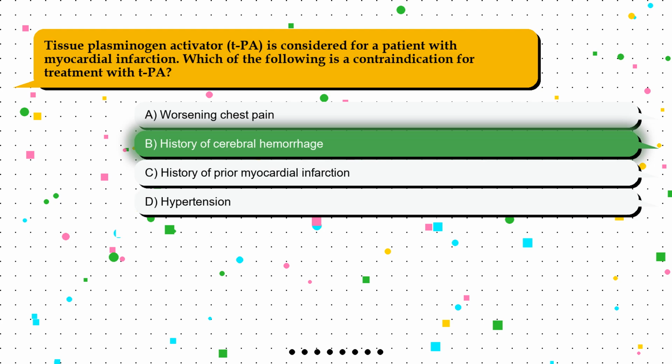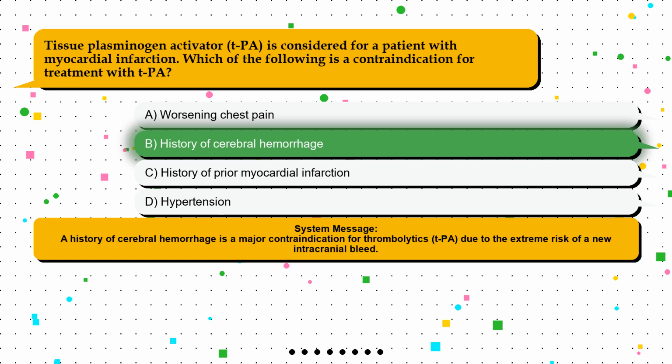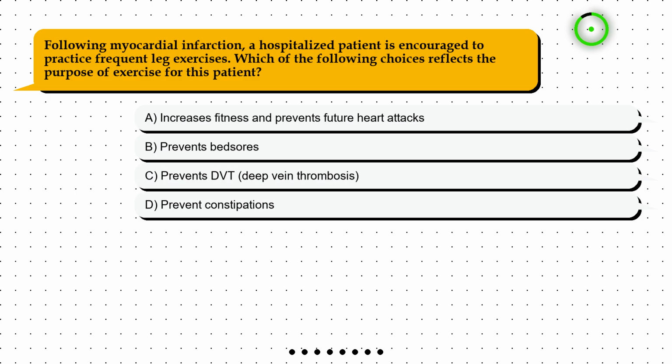The correct answer is option B, history of cerebral hemorrhage. A history of cerebral hemorrhage is a major contraindication for thrombolytics, TPA, due to the extreme risk of a new intracranial bleed. Question 6. Following myocardial infarction, a hospitalized patient is encouraged to practice frequent leg exercises.